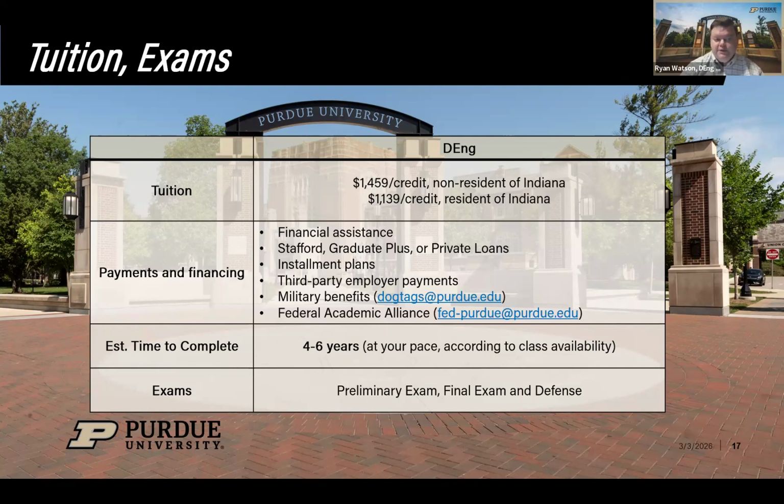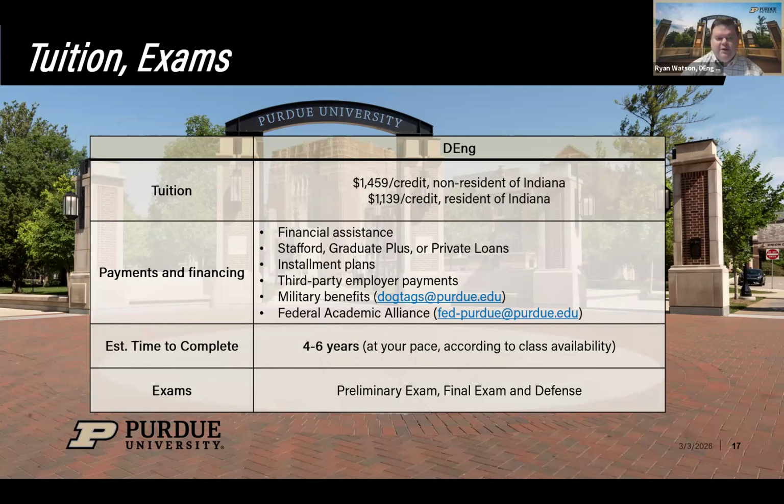But we do want to make sure that you've got some plans in terms of payment arrangements. And if you have any questions about any of these models, feel free to reach out to us. Estimated time to complete, again, 4 to 6 years. That's really just going according to credits, but also your research project. And it's at your own pace according to class availability.